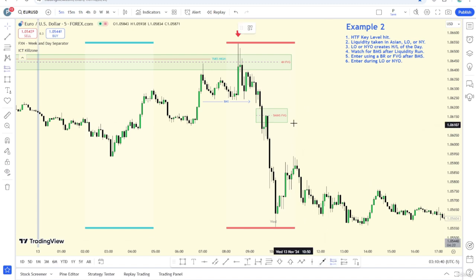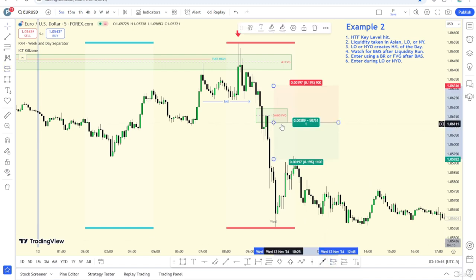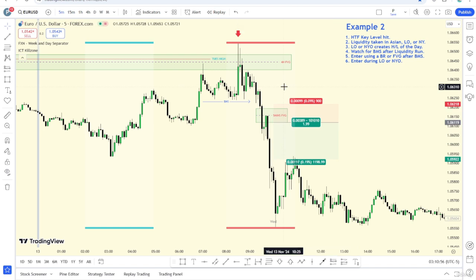Then our hypothetical entry comes in inside the fair value gap. So I'll use the low of the fair value gap right there, and then above this high right here. You can use either this high if you're aggressive, or you can use the high of this candle if you're a bit conservative. So I'll use this high right here. So that's almost 10 pips stop loss.